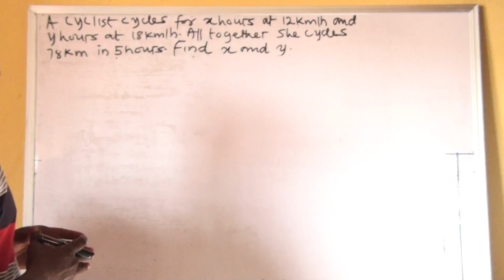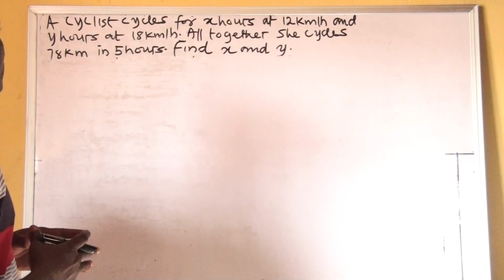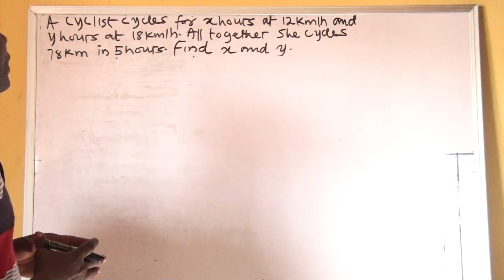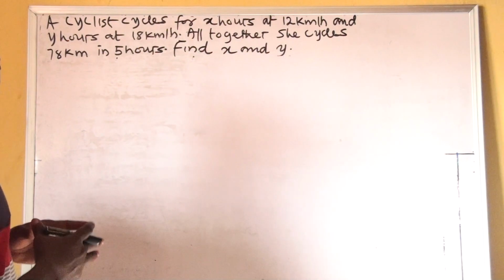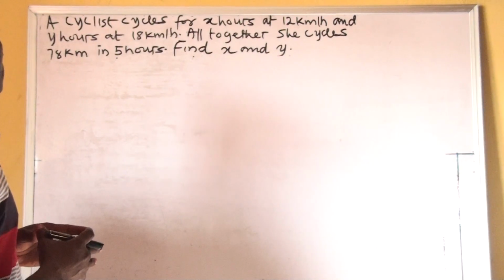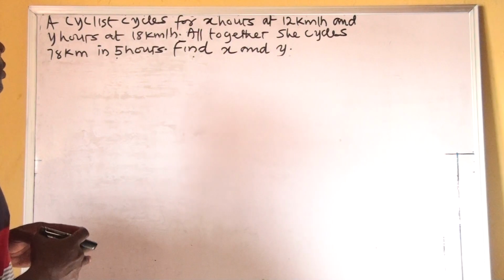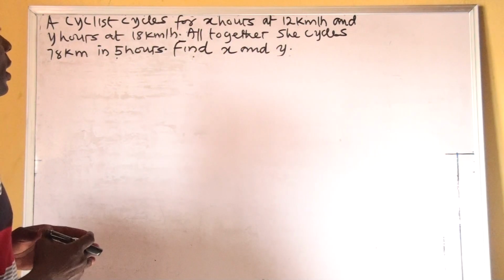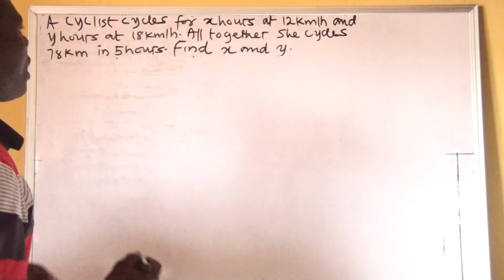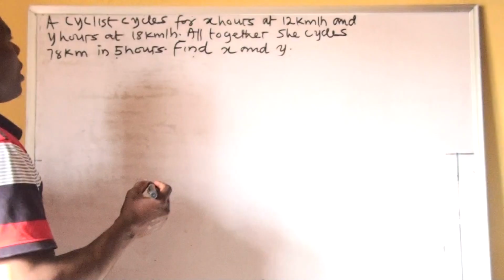Okay, here we have a question before us. A cyclist cycles for x hours at 12 km per hour and y hours at 18 km per hour. Altogether she cycles 78 km in 5 hours. Find x and y. Here what we need to do is to see the formula that connects these quantities.